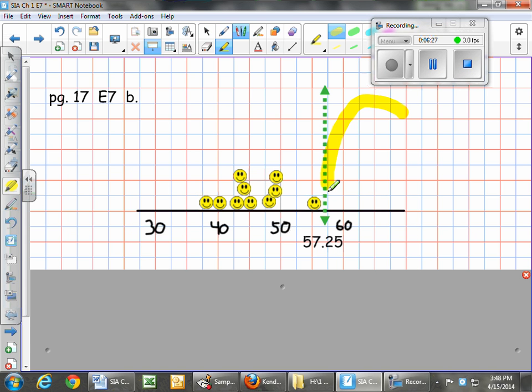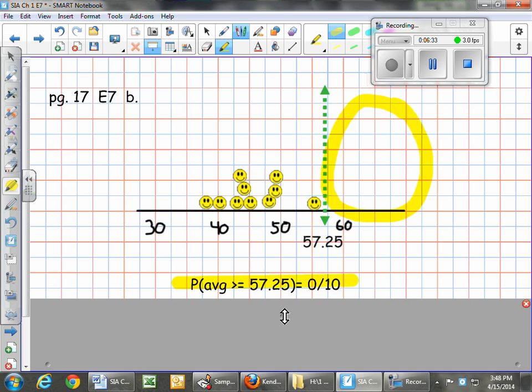Well, look it up here. Do you see any dots? Not a one for my simulation. Yours might be different. So the probability of getting an average of 57.25 or more is 0 out of 10.